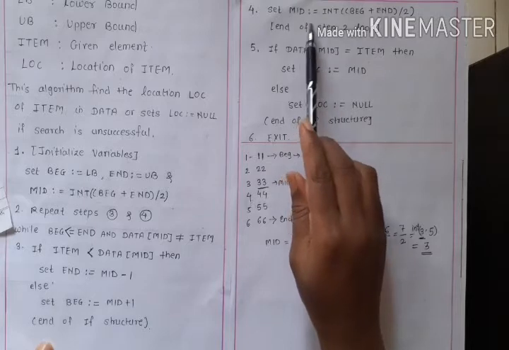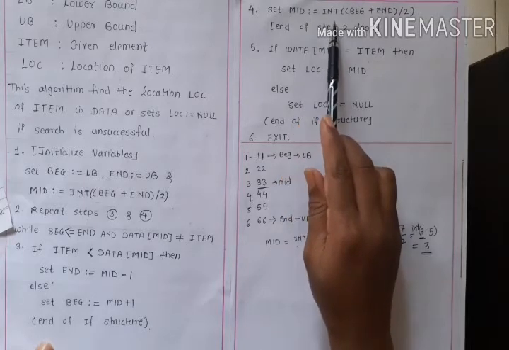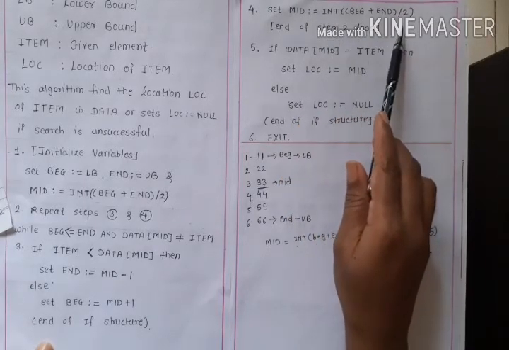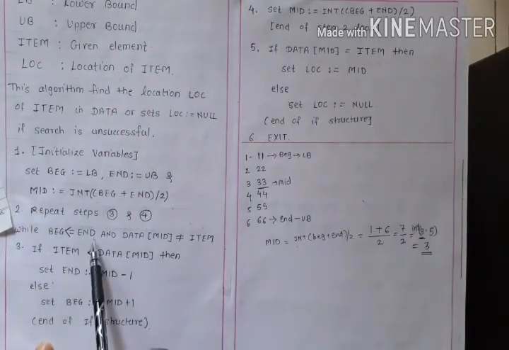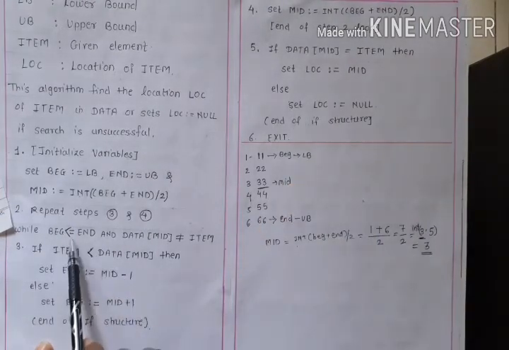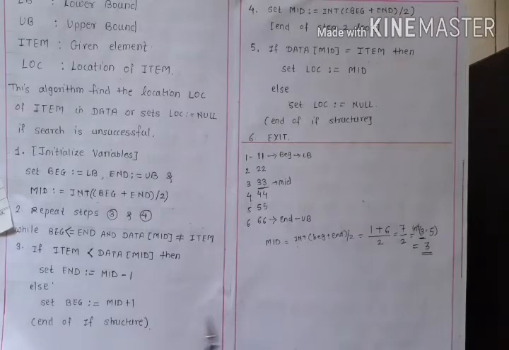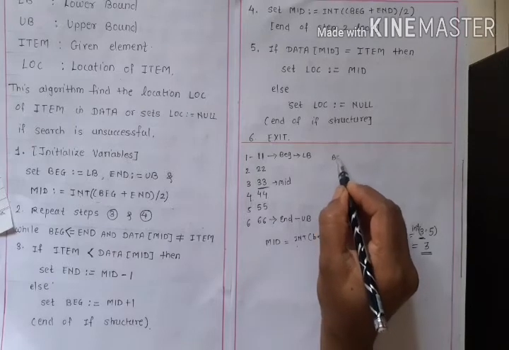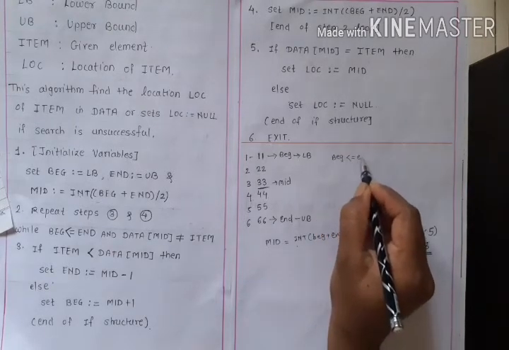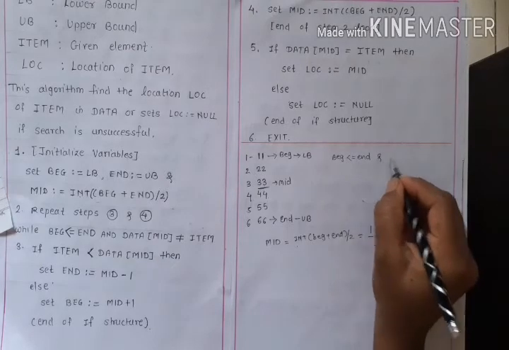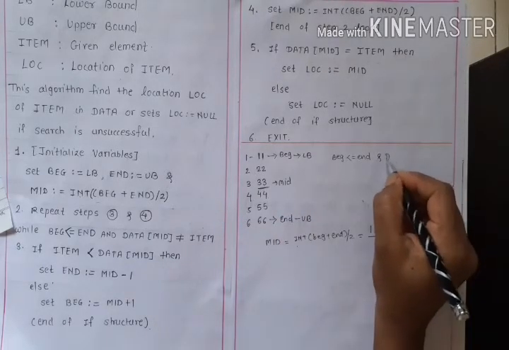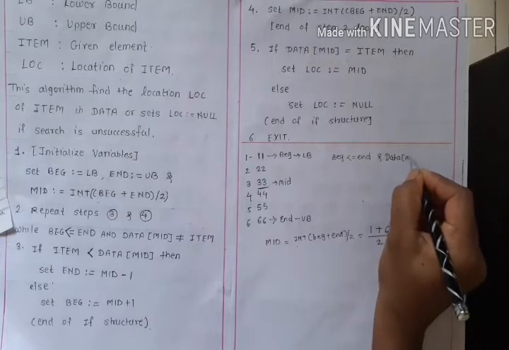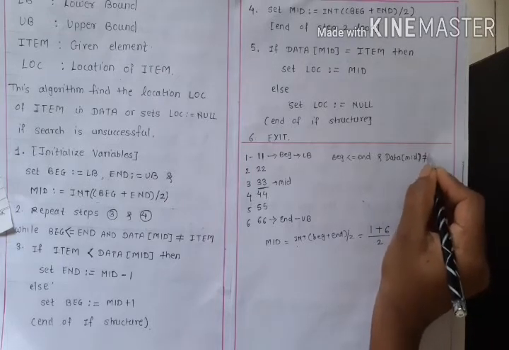Again calculate the midpoint, mid, with the same formula: beg plus end upon 2. Again go to the second step, again check the condition, and again repeat the third and fourth steps until this condition is satisfied. Now see here, if mid is equal to 3, now go to the next step. Here beg is less than or equal to end, and what is the data of mid? Data of mid is not equal to item.